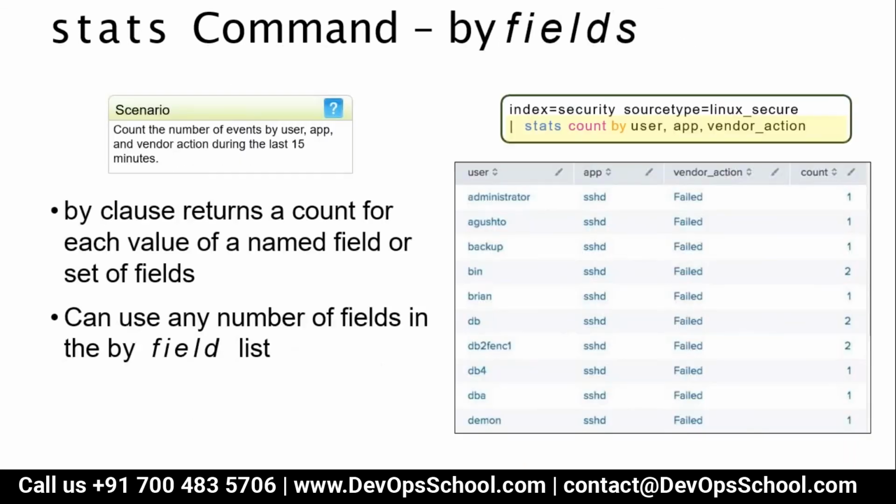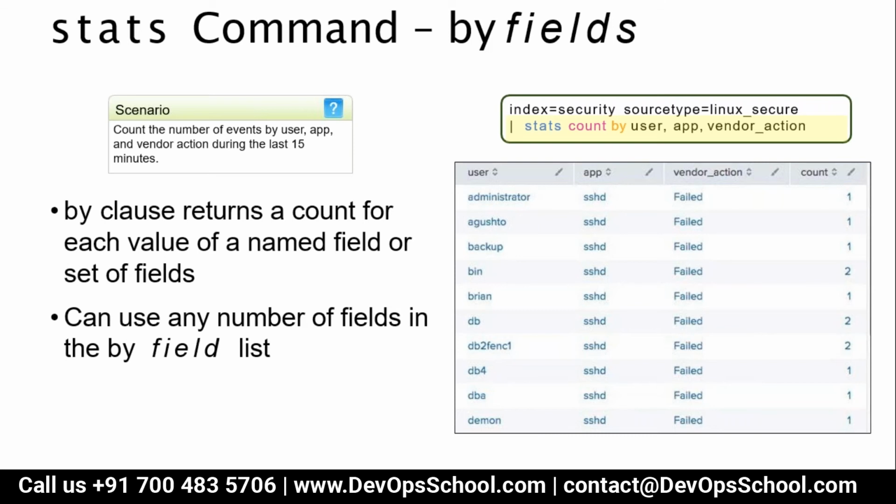Okay, let's look at another scenario here. By field. So one of the scenarios we have with count itself is count the number of events by user, app and vendor action during the last 15 minutes. Okay, so here you have three fields added and you want to count. So when you add a by clause, it returns the count for each value of the named field or set of values. You can use any number of fields in the by field list.